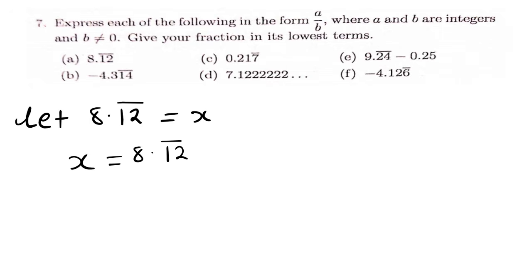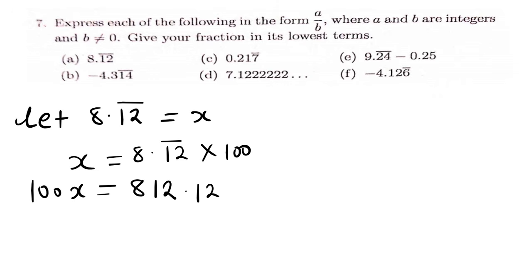Since we've got two numbers repeating, I'm going to multiply by 100 on both sides. When I multiply x by 100, I have 100x on this side. When I multiply 8.12 repeating by 100, I have 812.12 repeating. Then I can name my equations: this one is equation number 2, and this is equation number 1.